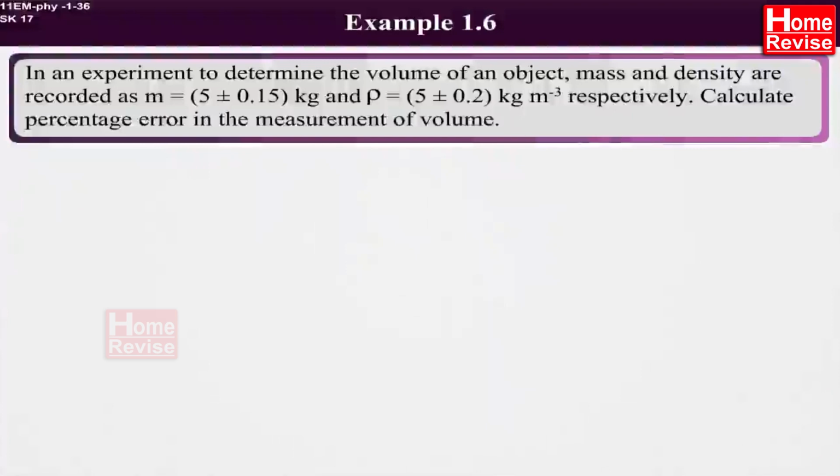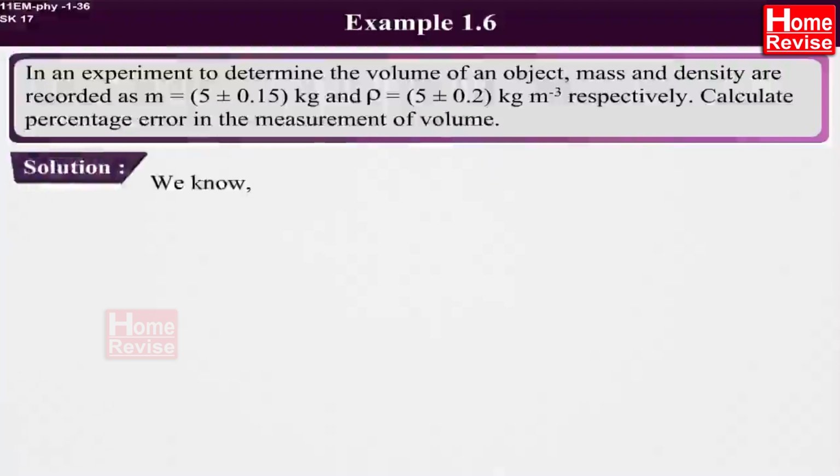Example 1.6. In an experiment to determine the volume of an object, mass and density are recorded as m = 5 ± 0.15 kilogram and ρ = 5 ± 0.2 kilogram per meter cube respectively. Calculate the percentage error in the measurement of volume.